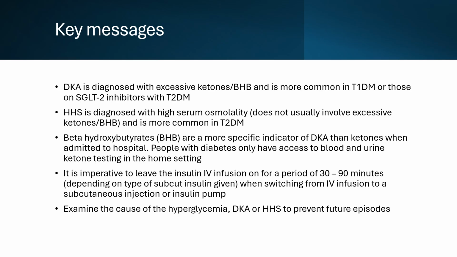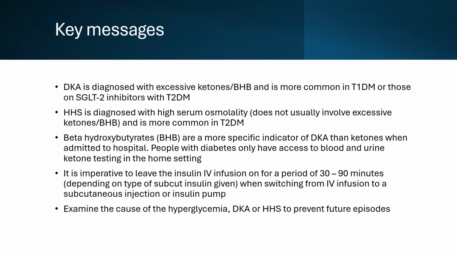BHBs are a more specific indicator of DKA than ketones when admitted to hospital, but people with diabetes only have access to blood and urine ketone testing in the home setting. And of note, urine testing for ketones reflects blood that is 3 hours old. So it takes that long for that blood result to filter through the kidneys and come out onto the test strip. So they're really not that accurate.